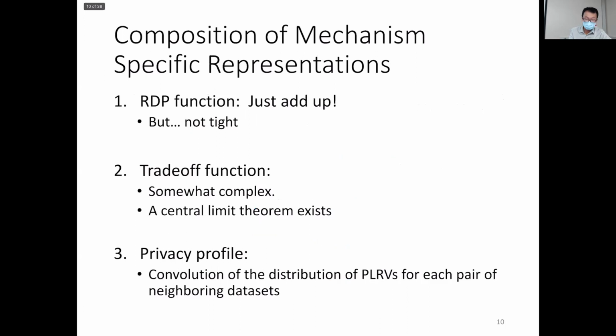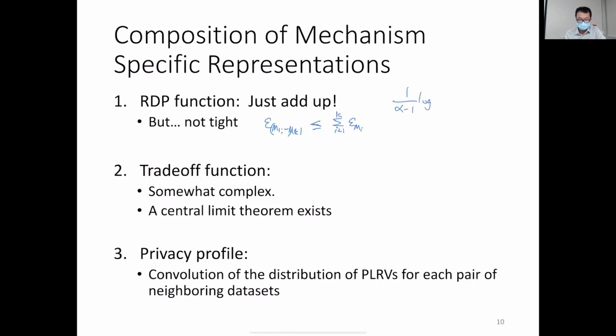For RenE differential privacy, the answer is quite straightforward. The answer is that you simply add them up. To say it differently, epsilon of m1 to mk is equal to, or at least smaller than, the sum of epsilon mi from 1 to k. This is due to the nice property of the moment generating function and how RDP is defined.